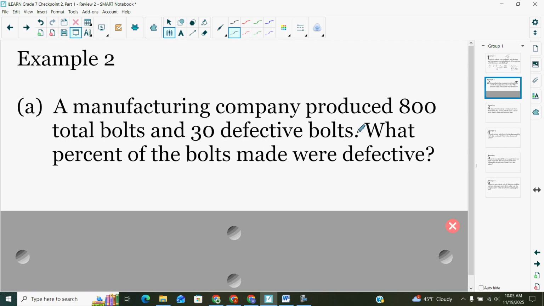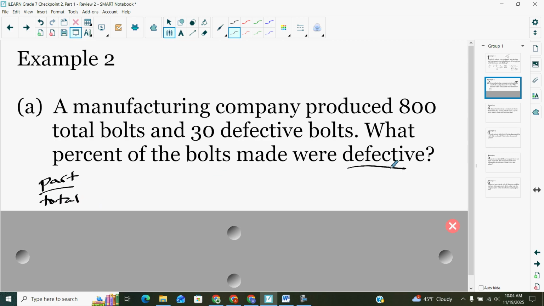Example 2. Example 2 has 2 parts. Part A says a manufacturing company produced 800 total bolts and 30 defective bolts. We are looking for the percent of the bolts that were defective. 800 total, 30 defective ones. What percent are defective? Again, to get a percent, and as always, pause the video if you need to. To get a percent, we're taking the part that we're looking for out of the total amount.